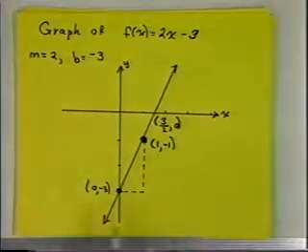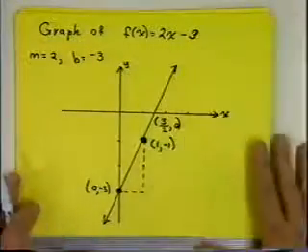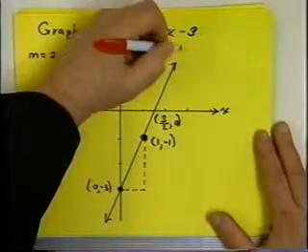Now, the way this applies to graphing is very simple. Suppose I said to you, draw the graph of f of x equals 2x minus 3. Well, you see, this is the mx plus b form. Got to be a little bit careful over here.